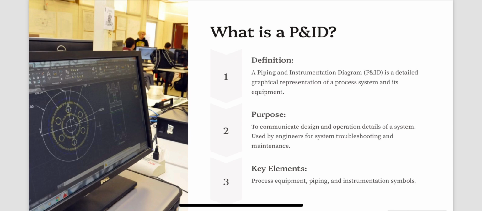Its primary purpose is to act as a blueprint for engineers to design, maintain and troubleshoot the system. It communicates details like equipment, location, connections and process flow. Key elements in a P&ID include mechanical equipment, piping and instrument symbols.